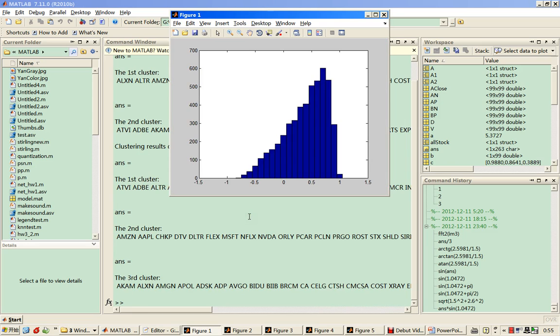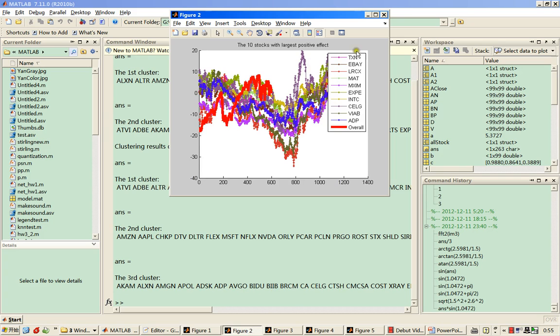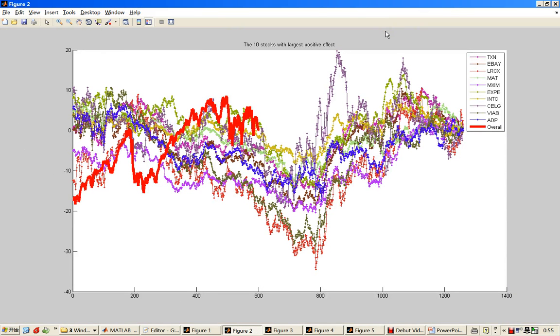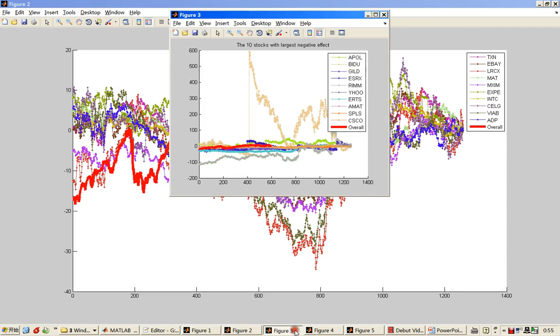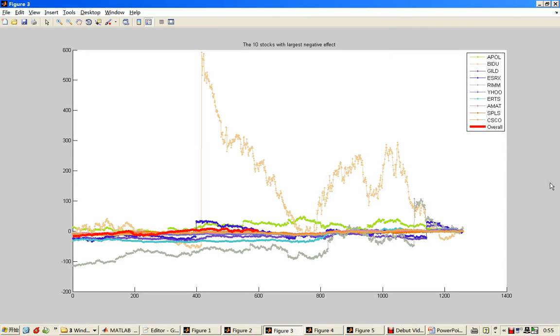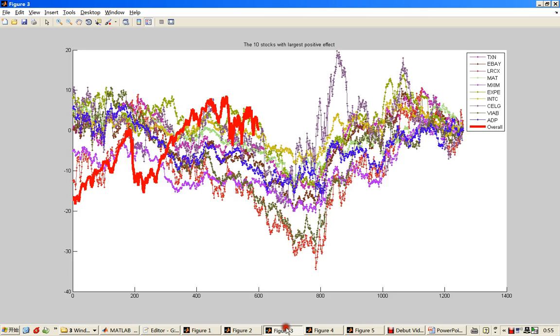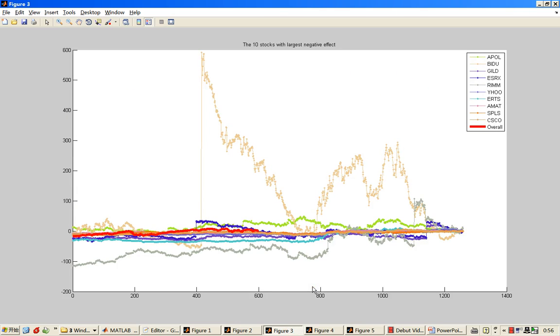Okay. The first figure is the distribution of the correlation coefficients of the stocks, and then in the second figure, the 10 stocks with the largest positive effect on other stocks are shown, and in the third figure, the 10 stocks with the largest negative effect on other stocks are shown. And these 2 figures can provide crucial information when generating trading strategies.